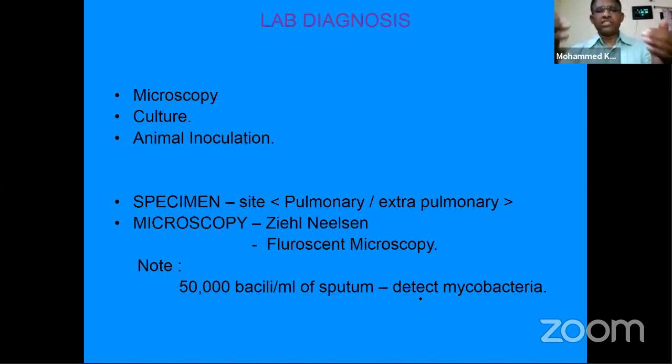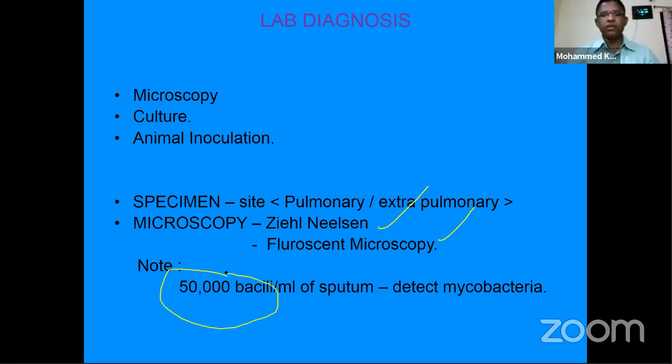And what do you do with this? Once the samples come to the lab, you do a stain. You definitely do a Gram stain, but they are weakly Gram positive. That's the reason why you go for special stains like ZN stain or fluorescent microscopy if you have an LED microscope. What is the minimum quantity of bacilli that should be present in 1 ml of sputum to detect mycobacterium? This is very, very important. 50,000 bacilli should be present in 1 ml of sputum to detect mycobacteria.